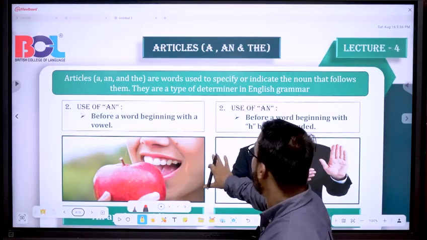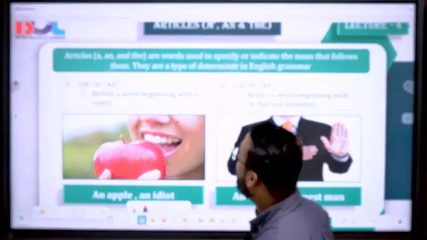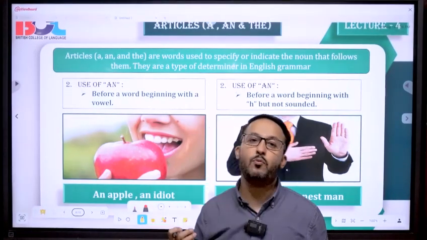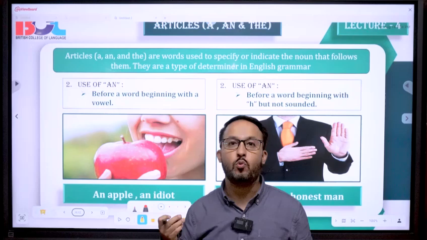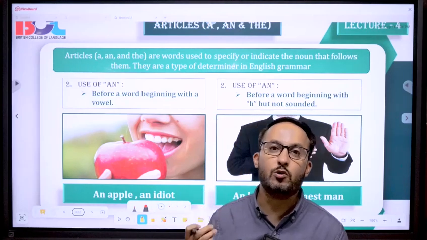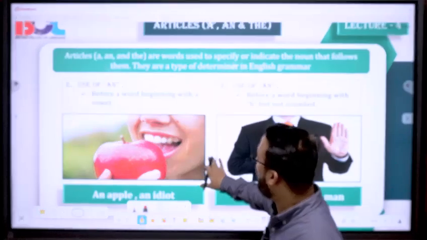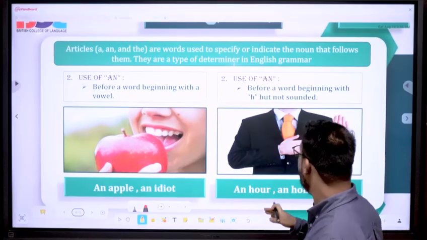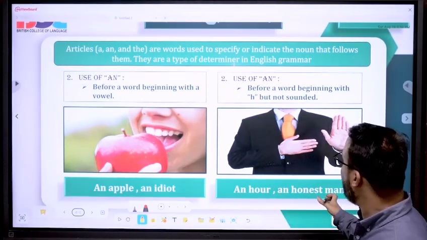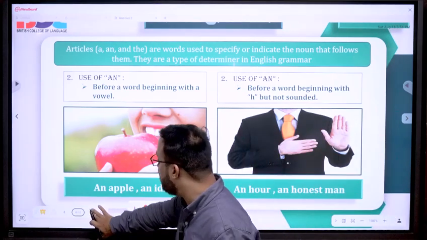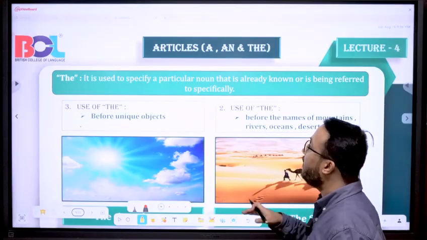Now another thing is that further, if we see, before a word beginning with a vowel, we use "an". We already discussed any word starting from a, e, i, o, u, the vowels, we will always be using "an" before that, like an apple, an idiot, an R, an honest man. So these all are vowel sounds. So that is why we are using "an" before that.